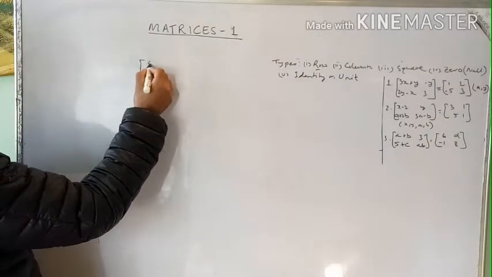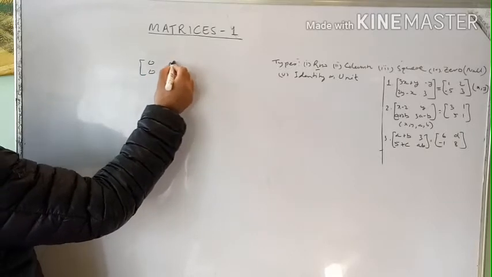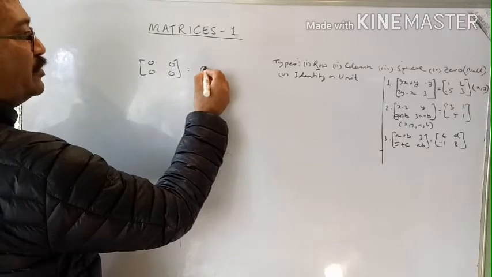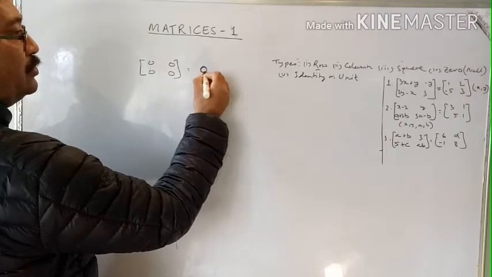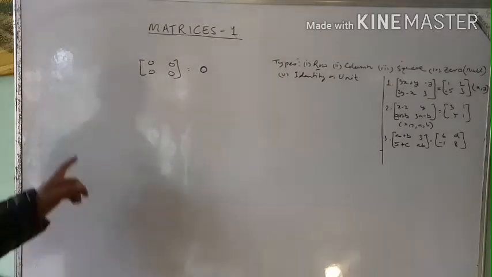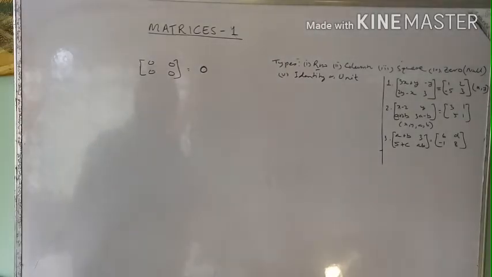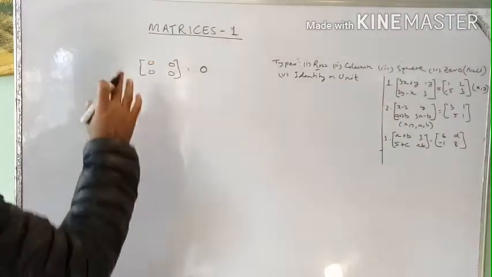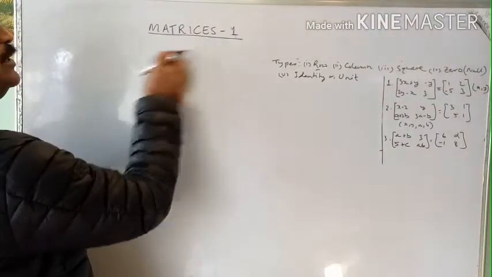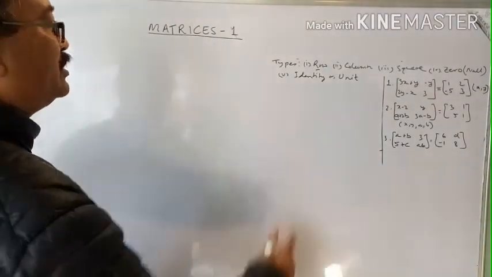Now next, 0 or null matrix. In a matrix, if all the elements are 0, then it is called a 0 matrix, represented by 0. If all the elements of a matrix are 0, it can be a square matrix or a rectangular matrix, a column, a row, or anything, it's called 0 matrix, a null matrix. Then identity or unit matrix. This is important.